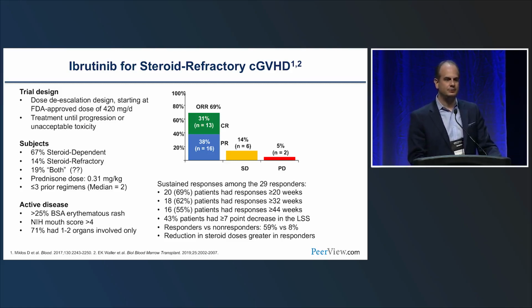This is in fact not from the original publication, but from a longer follow-up paper presented by Ned Waller, and you can see that the overall response rate was 69%, with 31% of patients having complete responses. And these responses were in fact fairly durable, and on the basis of this trial, the FDA approved ibrutinib as the first therapeutic in chronic GVHD.